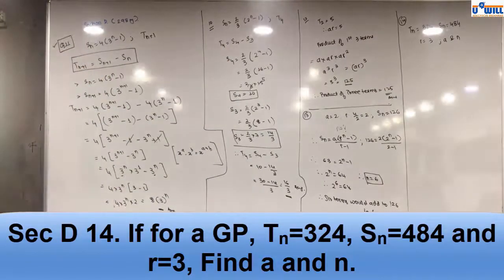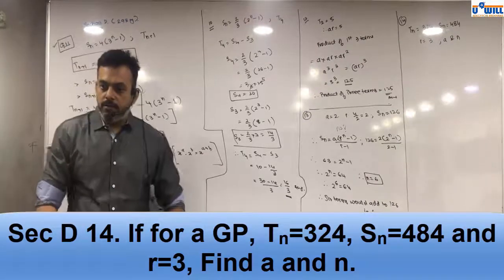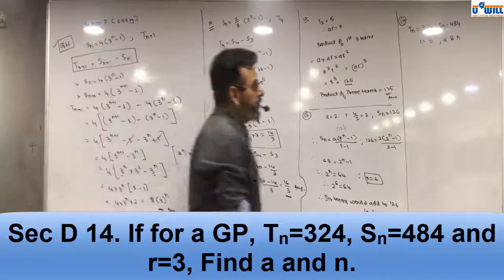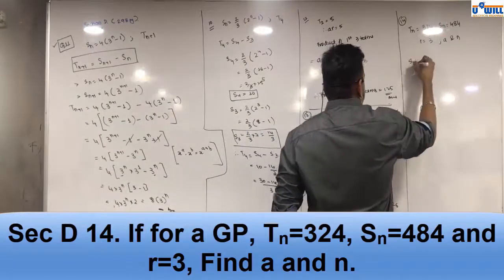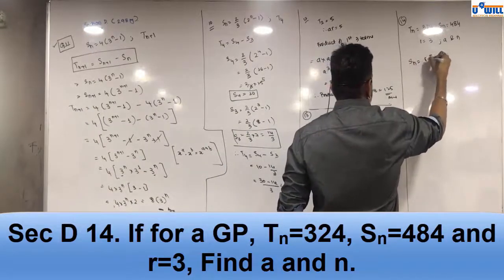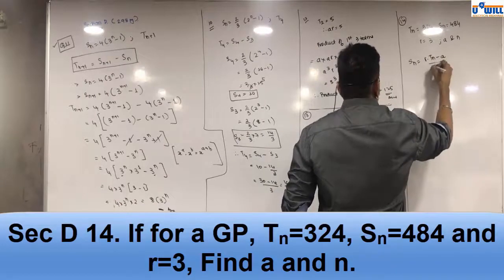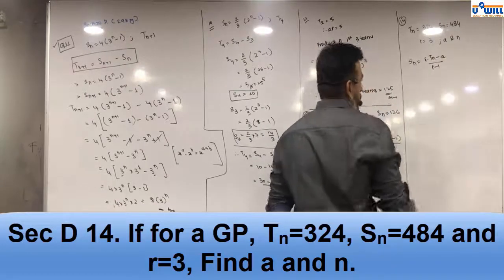What formula will we use? Exactly, we'll use the rare formula which we used yesterday. Tn वाला formula use करेंगे Sn में. याद आया तुम्हें ये formula? Okay, so here we'll use the formula Sn is equal to R into Tn minus A upon R minus 1.